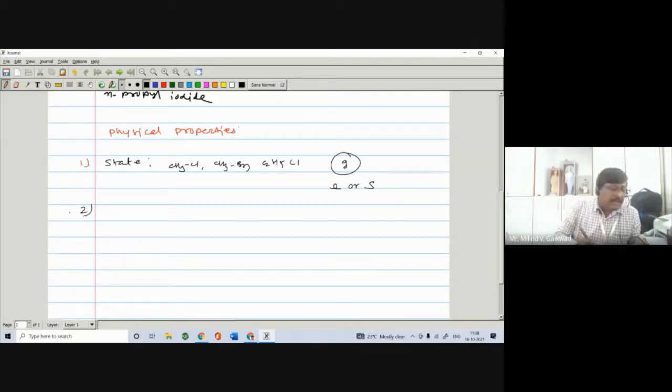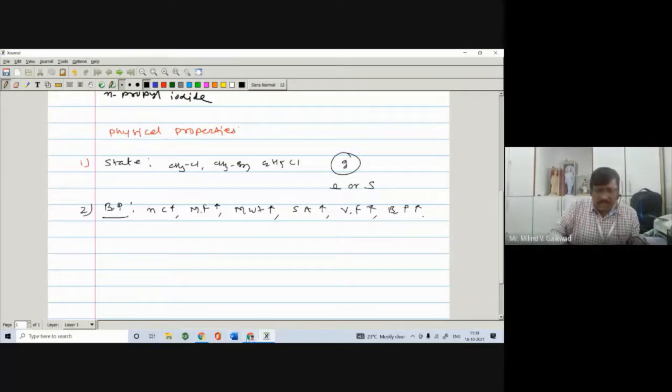Then the next property is the boiling point. You have learned in the lower class that as the number of carbons increases, as we move from methyl to ethyl to n-propyl, then n-butyl, in this way, then the molecular formula increases, then molecular weight also increases, then surface area also increases, then van der Waals force of attraction also increases, then the boiling point also increases, right?